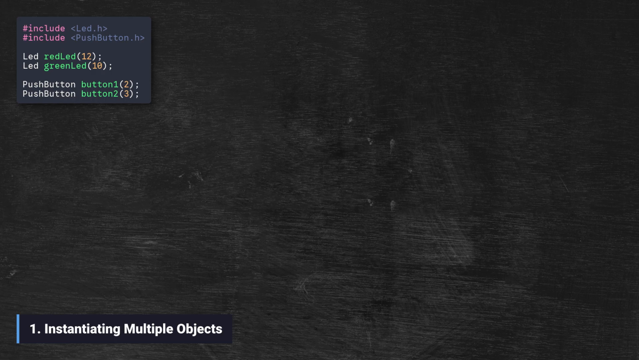First, we include both header files. Then, we create two LED objects on pins 12 and 10, and two push-button objects on pins 2 and 3. Notice how clean the global scope is. We aren't defining pins or states manually. We are just creating objects.